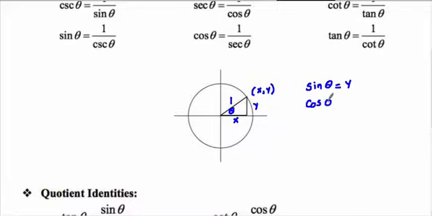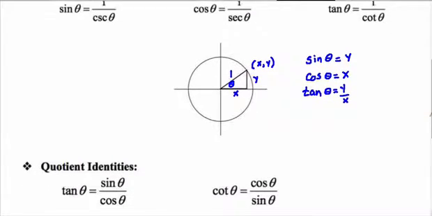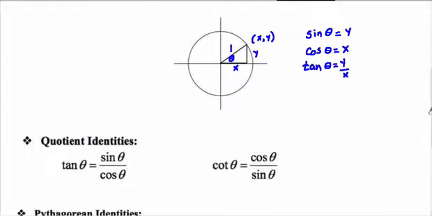Cosine theta is adjacent over hypotenuse, so x over 1. So cosine is x. Therefore, tangent is opposite over adjacent, so y over x. Okay. And I'm telling you this, or reminding you of this, because that's what is going to bring us to our next identities. And as I go through these identities, I'm going to show you where they come from, because I think it makes it easier to remember them that way.